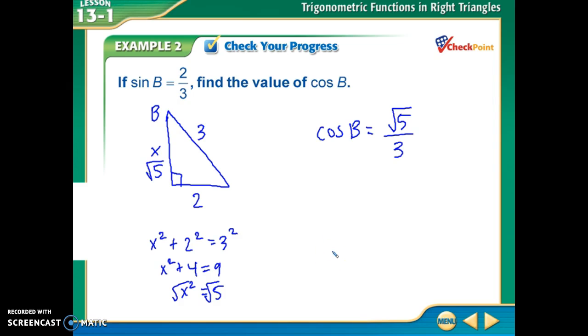Again, make sure that there's a simplified radical and no radicals on the bottom, in which we are good in both cases.